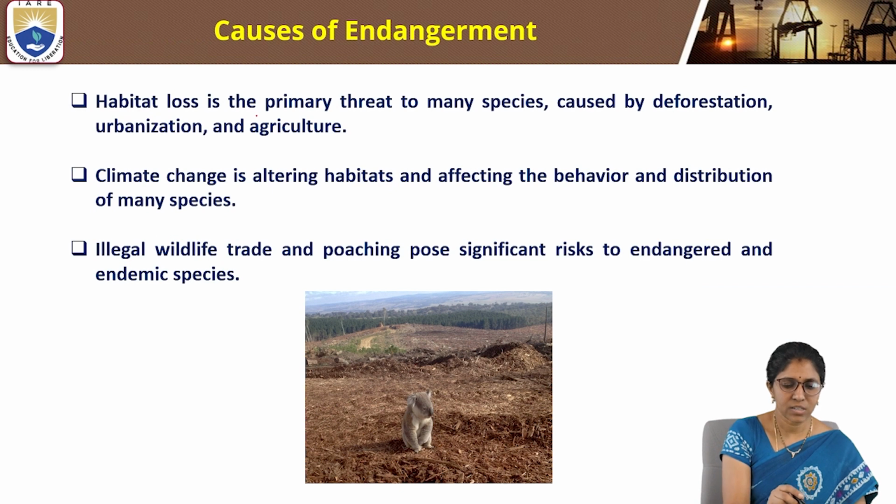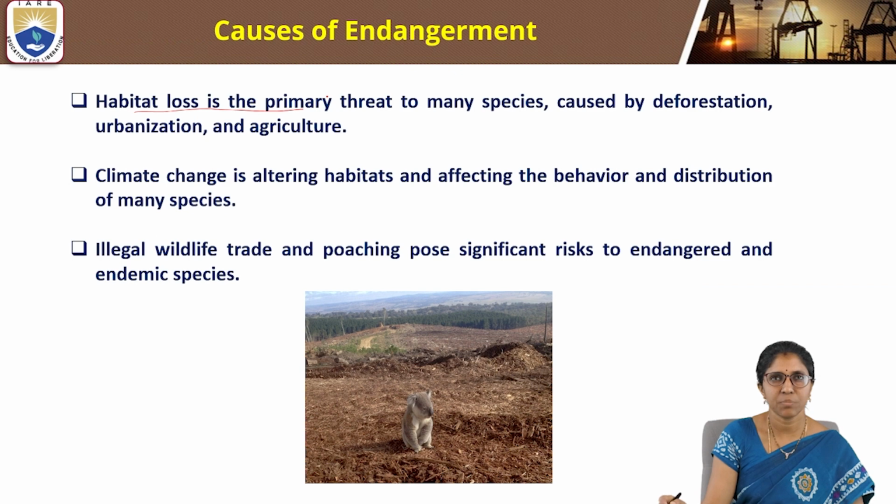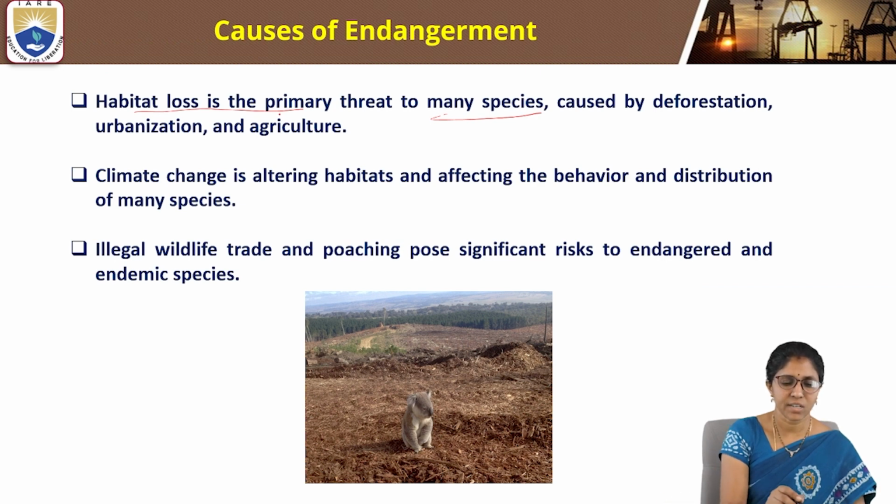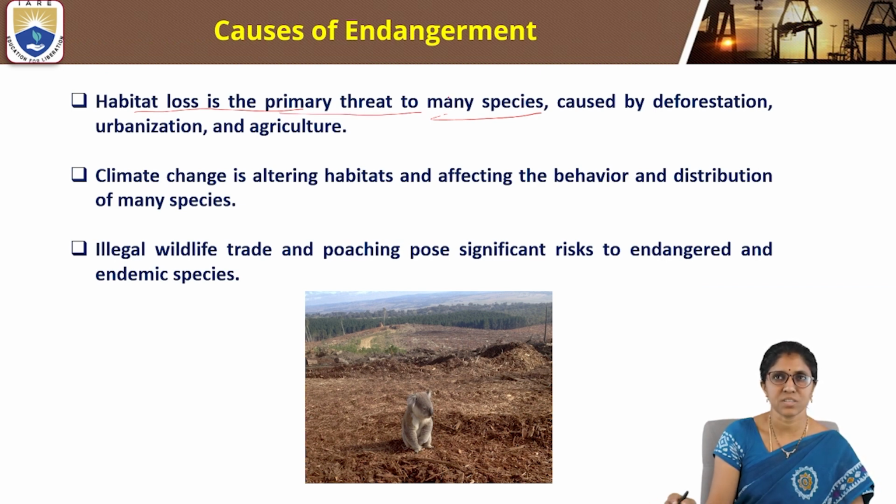What are the causes of endangerment? Habitat loss is a primary threat to many species, and it is caused by deforestation, urbanization, and also agriculture. Habitat loss takes place mainly through urbanization, agricultural lands, and deforestation. So habitat loss is a primary threat to many species.